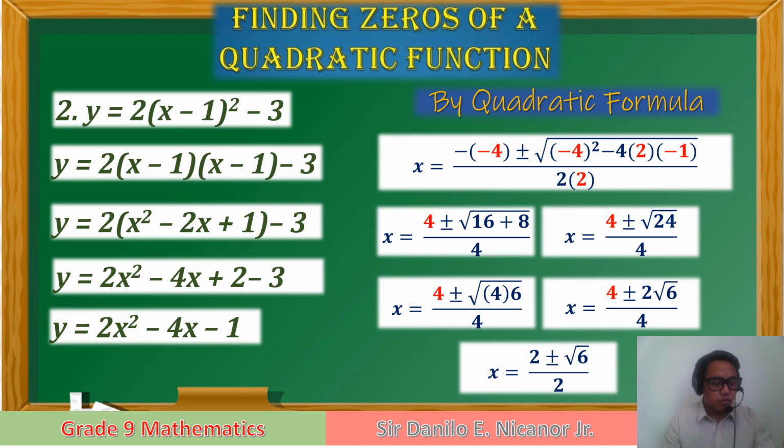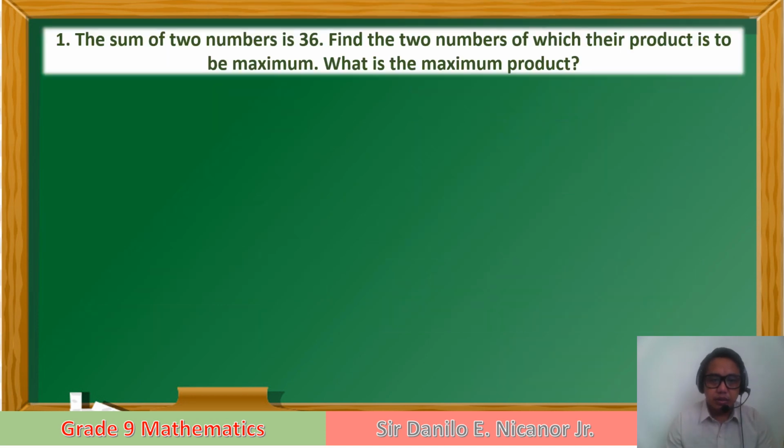So, we are done sa graphing quadratic function and sa finding zeros of a quadratic function. Now, let's move to application of quadratic function. So, ito yung first problem natin: the sum of two numbers is 36. Find the two numbers of which their product is to be maximum. What is the maximum product? Hanapin. May dalawang number.